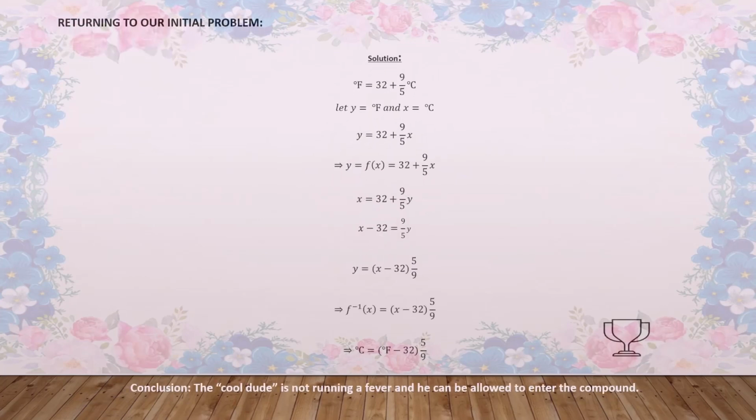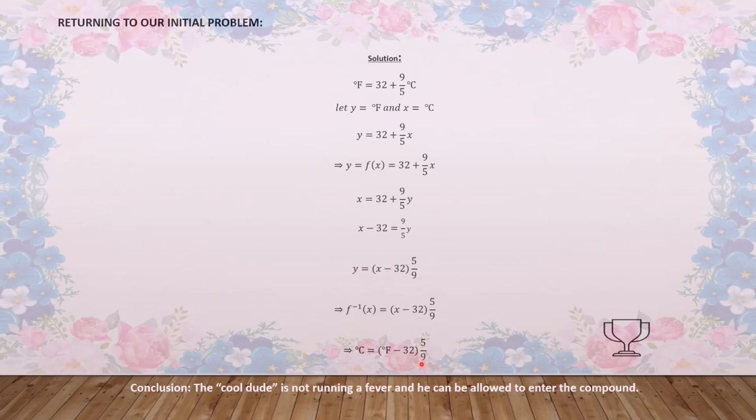Alright, so we are transposing here. So you get x minus 32 is equal to 9 on 5 by y, and I'm getting that y is equal to x minus 32 by 5/9. Alright, here you can conclude this is our inverse function. Our inverse function, f inverse of x, is equal to x minus 32 by 5/9. So this means degrees Celsius is really equal to degrees Fahrenheit minus 32 times 5/9.